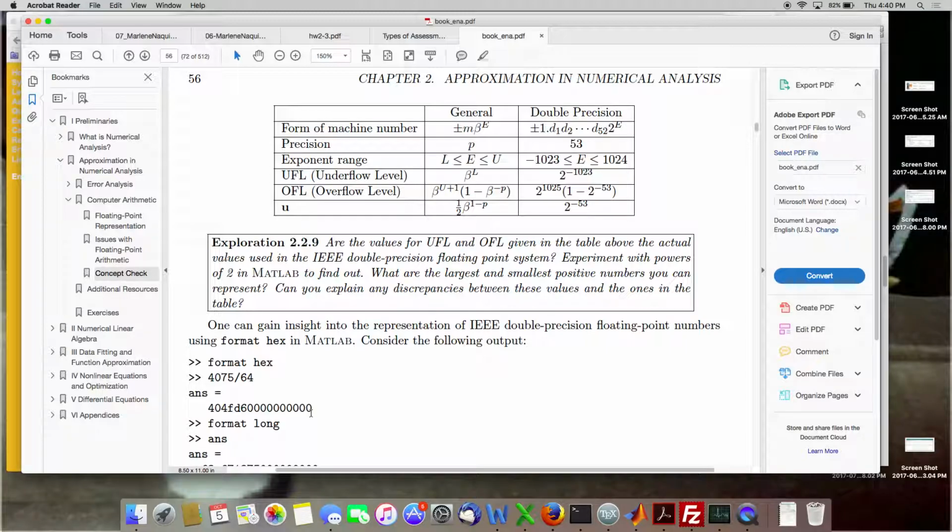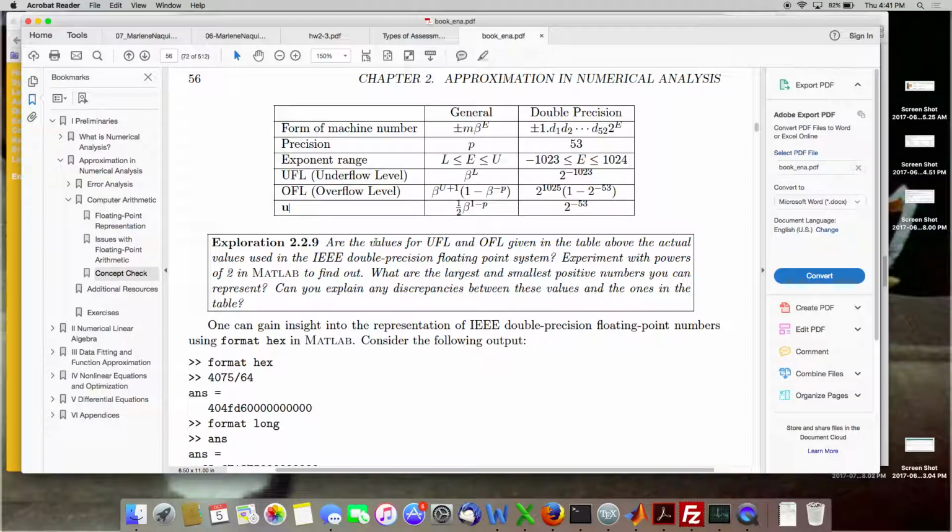Okay. So just to give you an idea as to what numbers fall within the representable range. Since the u is the smallest number you can add to 1 and still get something greater than 1, you could try adding it to 1 and see if it gives you back exactly 1 or 1.000000, because then it means there's something there. So that's how you can tell what your u is.